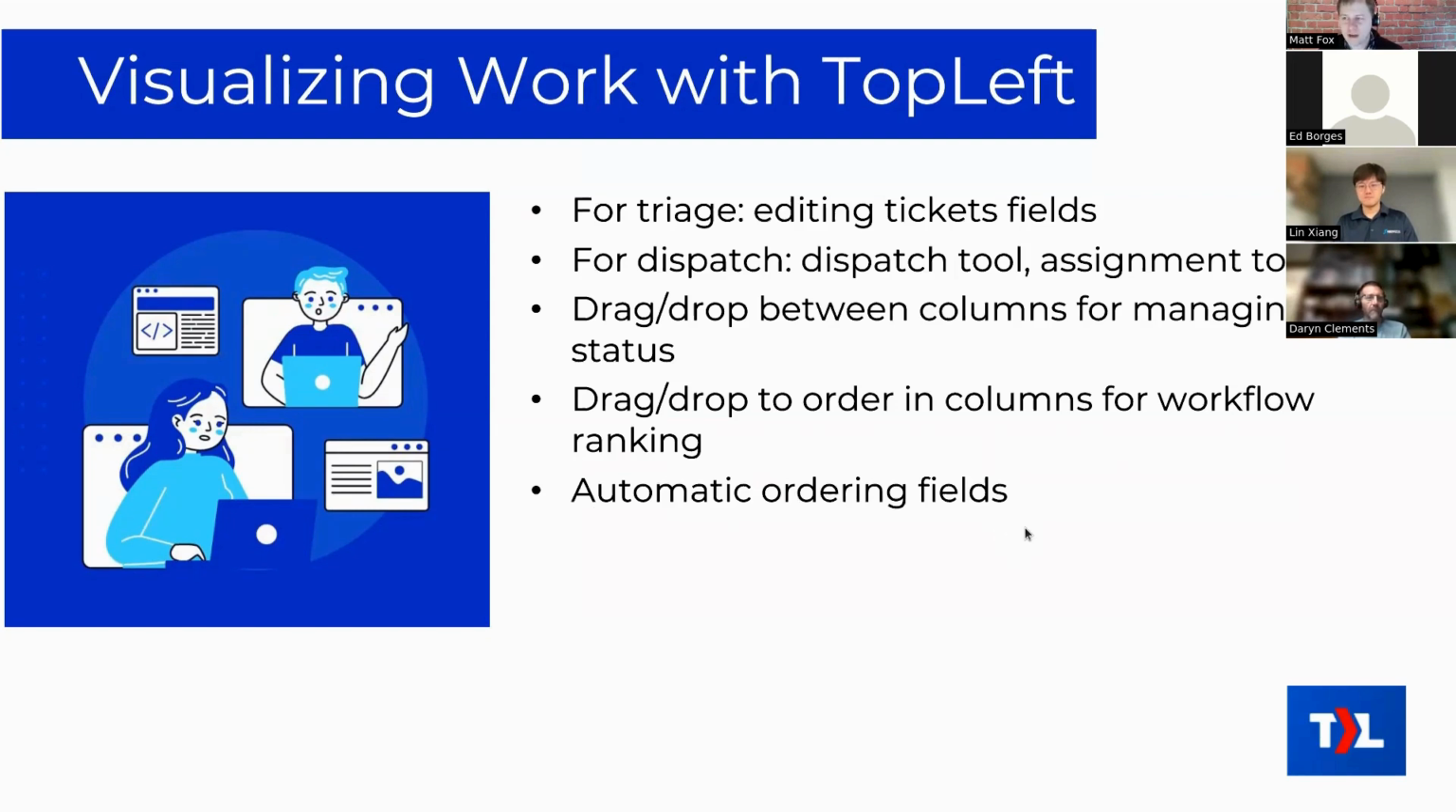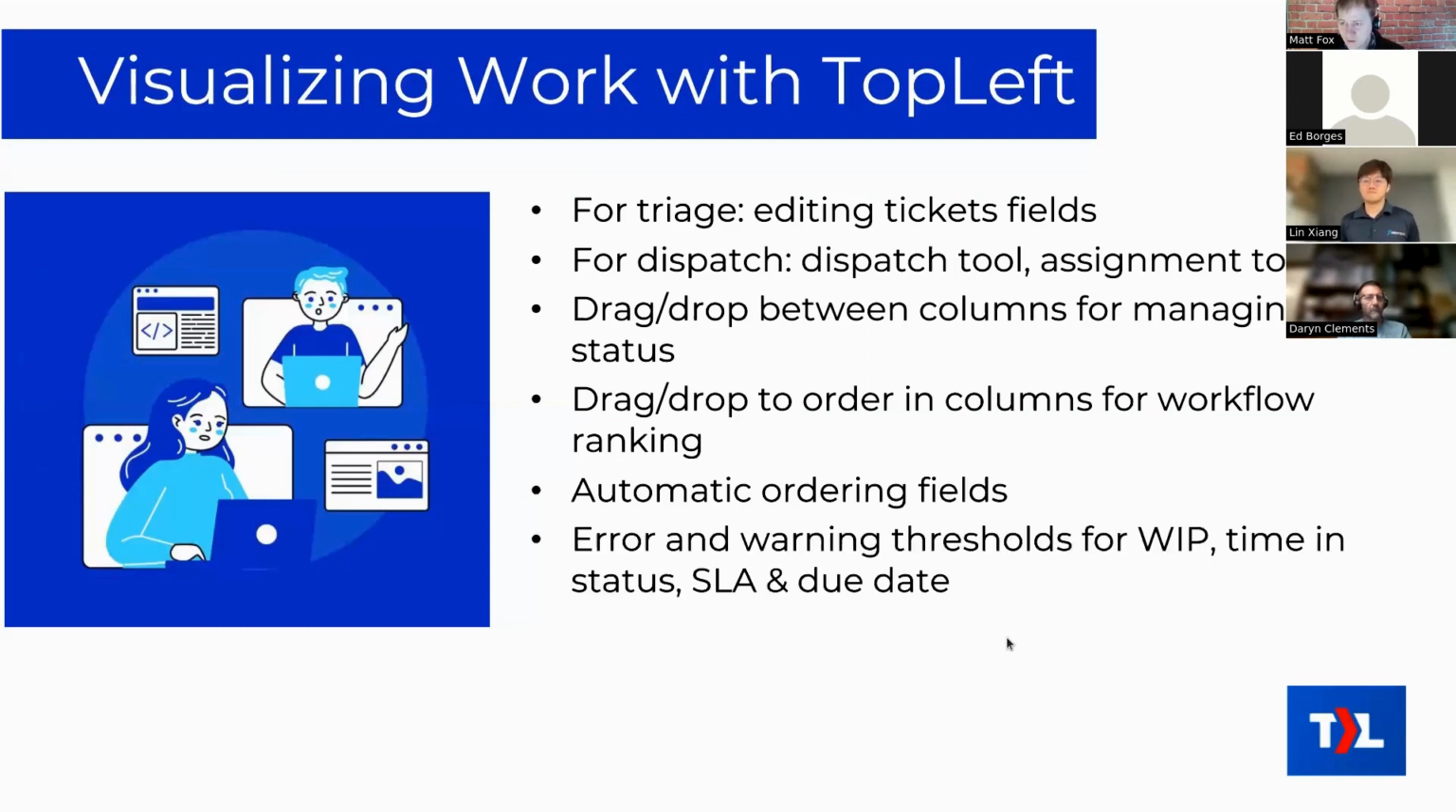You can actually set up automatic ordering. I haven't really mentioned much about that, but if you don't need the flexibility of putting tickets to the top or to the bottom or in the middle, and you want to just say, I would like TopLeft to order these tickets based on, for example, priority or age, then that is possible in the software. And there are some really good features for pointing out what the problem tickets are: errors about high work in progress, being over budget, or stalling and being in one column too long, or warnings for approaching SLAs or approaching due dates and so on.